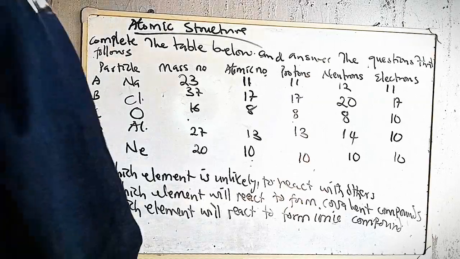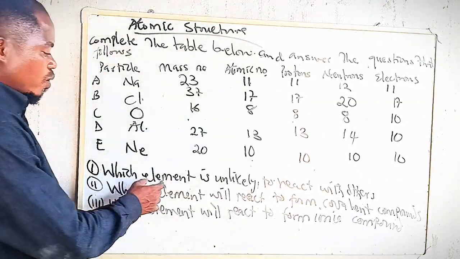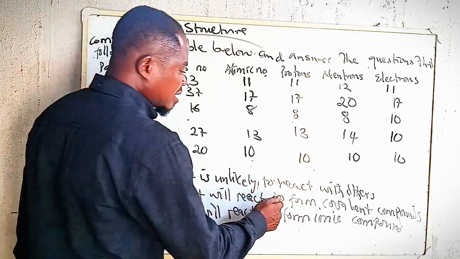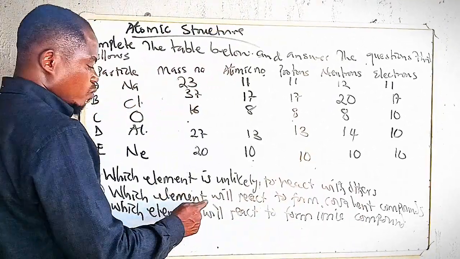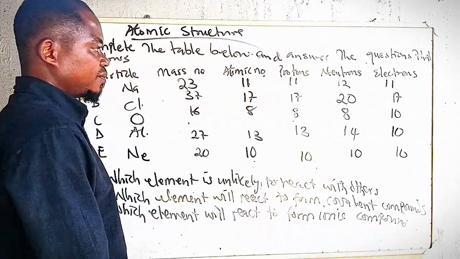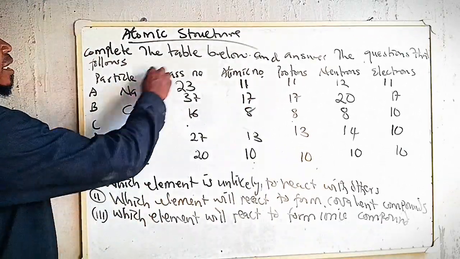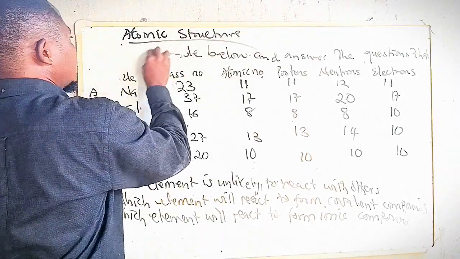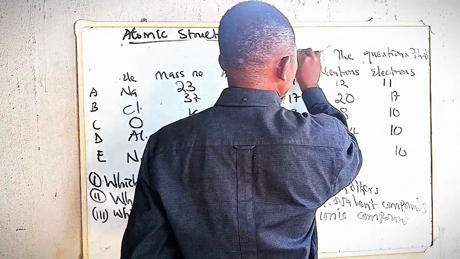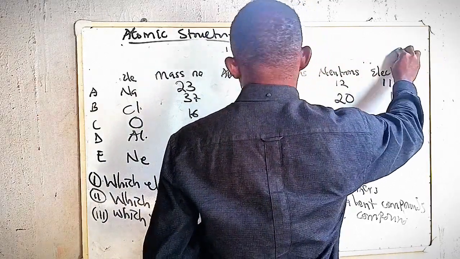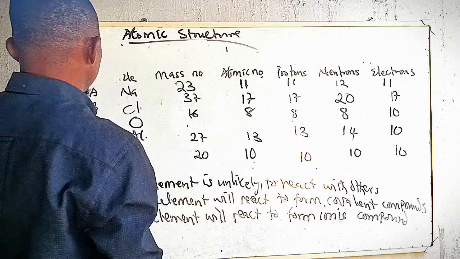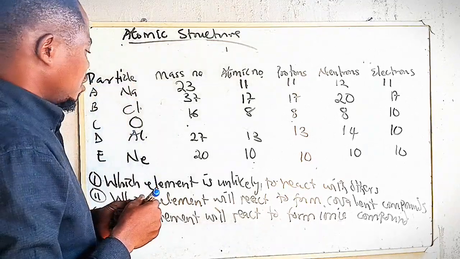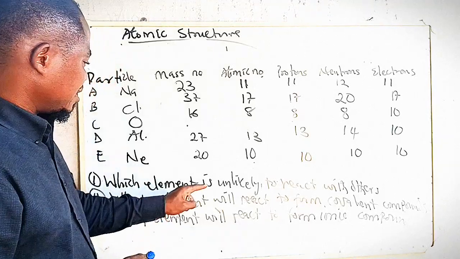Okay. Now we have the questions on the board. It says, which element is unlikely to react with others? Which element will react to form covalent compounds? Which element will react to form ionic compounds? Now please, let me clean this already, complete it. So let's clean this part so that we can have some space to answer questions. Now we can make use of this space. Sorry, my board is very small.